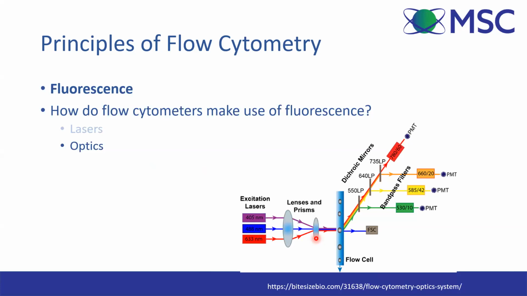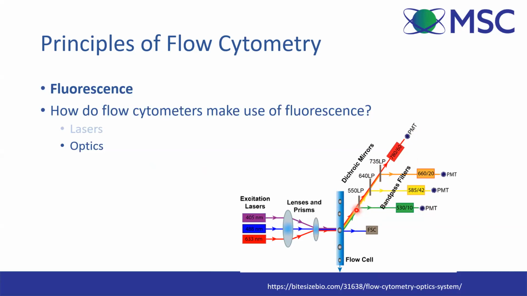Flow cytometry optics, which you can see a schematic of here, are a series of dichroic mirrors, bandpass filters, and PMTs, or photomultiplier tubes. Before we go any further, we should probably discuss what all of those things are.